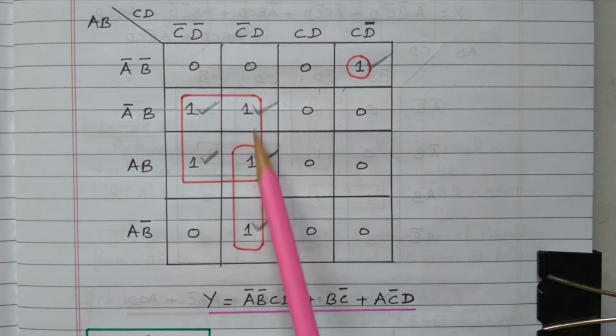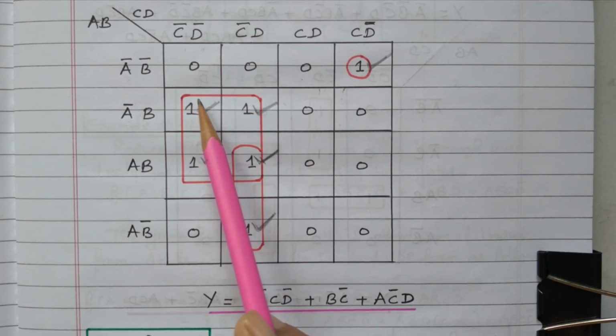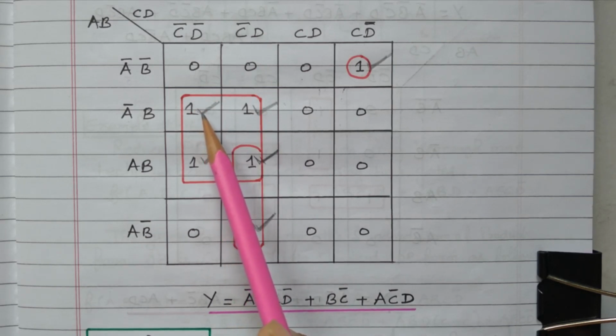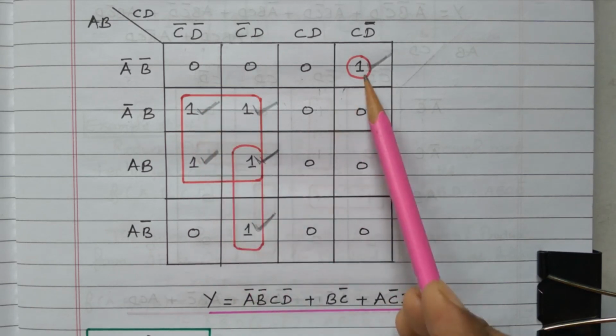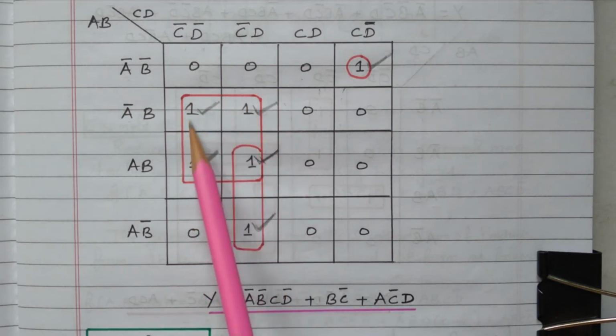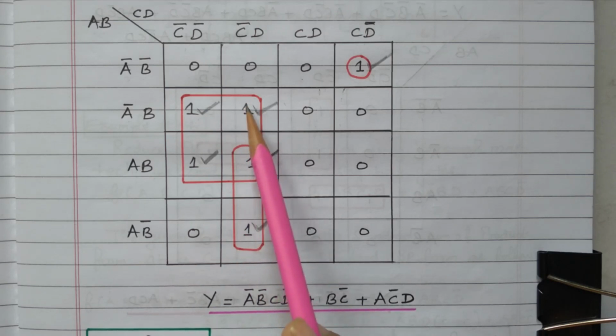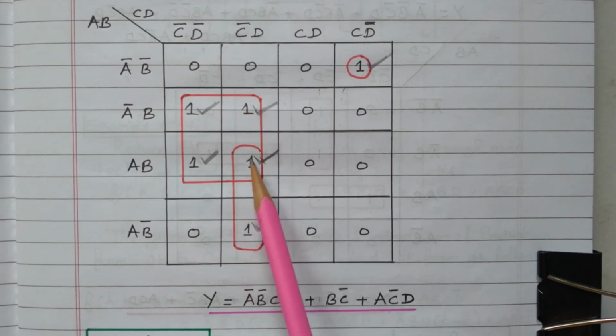See, there 4 ones are available. So we can combine these 4 cells. So maximum first we will try any 4 cell combination or 8 cell, then 4 cell, then 2 cell, then only 1 cell. So here these 4 cells we can combine together. After combining these 4 cells, this one is available alone. So this one is combined with this one, so that we can group it. There is no grouping of 3 cells, only grouping of 2 cells, 4 cell, 8 cell is possible.